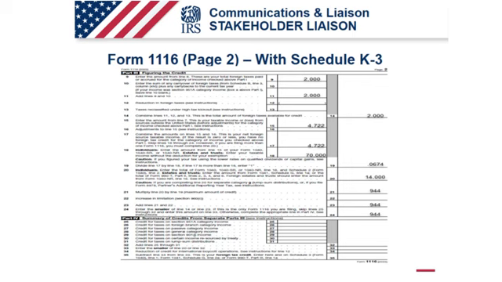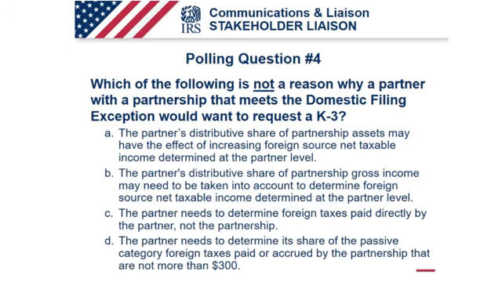So these are our two prime examples for why you might want to request this information on a K-3 from a partnership who otherwise is not required to provide you with that K-3 because they've met the domestic filing exception. All right, so now I'm going to turn it back over to Michael for what I believe is our final poll question for today.